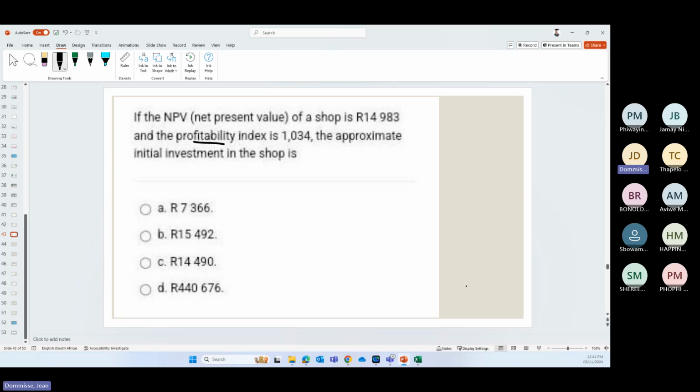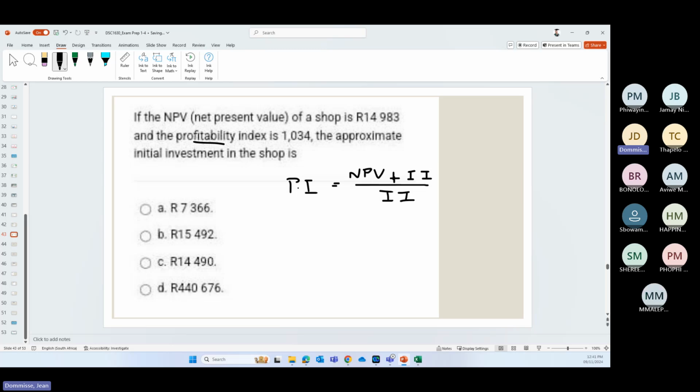So they give us the profitability index. We know that formula is net present value plus, and now I'm just going to say II, initial investment, and we know we divide it by initial investment. Okay, so that is the profitability index. The previous question, we got net present value, we got the initial investment, we could work out the profitability index. Here they tell us, right, here is your profitability index.